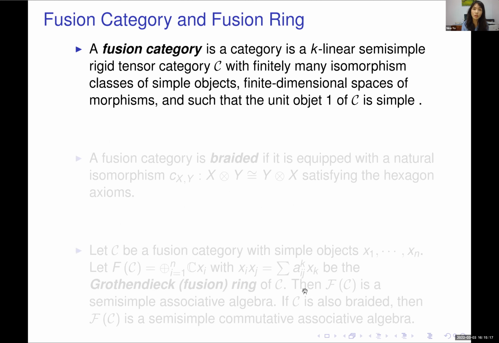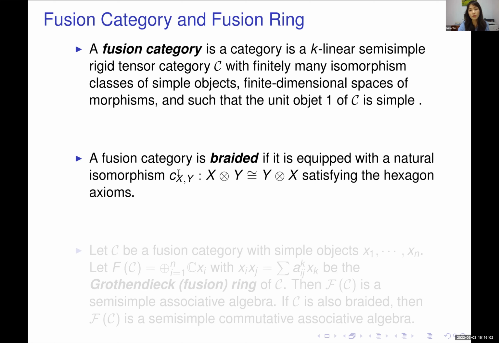Okay, now here are some notions from category theory. First is about a fusion category. A fusion category is a k-linear semi-simple rigid tensor category with finitely many isomorphism classes of simple objects and finite dimensional spaces of morphisms, such that the unit object is simple. Semi-simple means that every object can be written as a direct sum of simple objects, and rigid means that each object has a dual. Notice that for a fusion category, there are only finitely many isomorphism classes of simple objects.